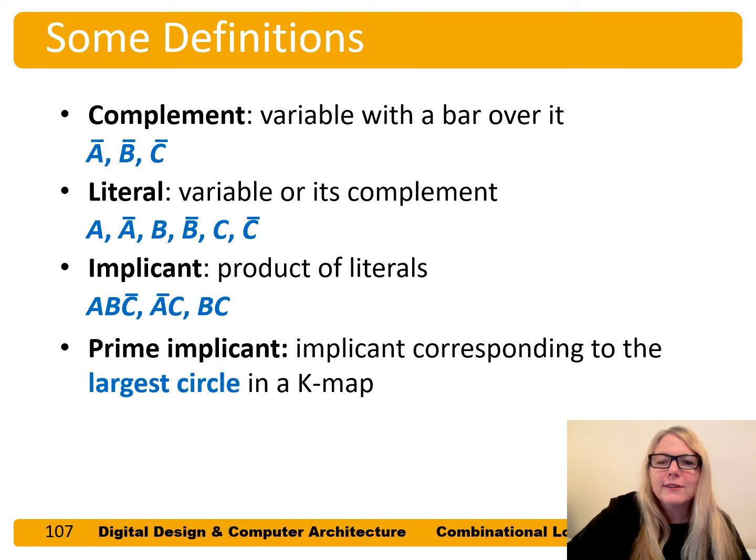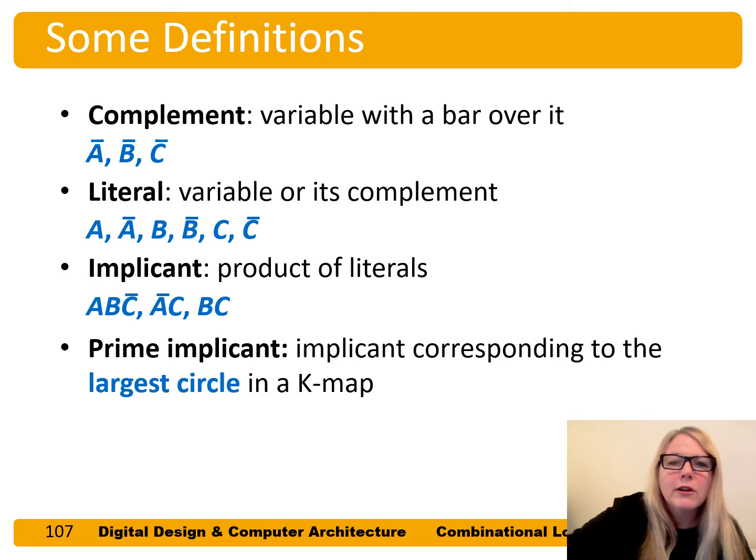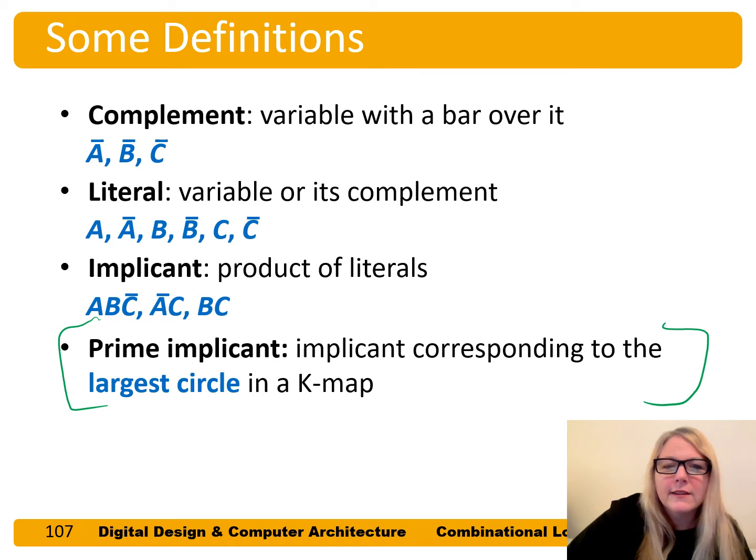So let's go back to the definitions we introduced earlier. Remember, a complement is a variable with a bar over it. Literal is a variable or its complement. And an implicant is a product or an AND term of literals. Now let's introduce this last term. Prime implicant is an implicant that corresponds to the largest circle in a KMap. So implicants are any product of literals. A prime implicant corresponds to the largest circle in a KMap, or an implicant with the fewest terms.